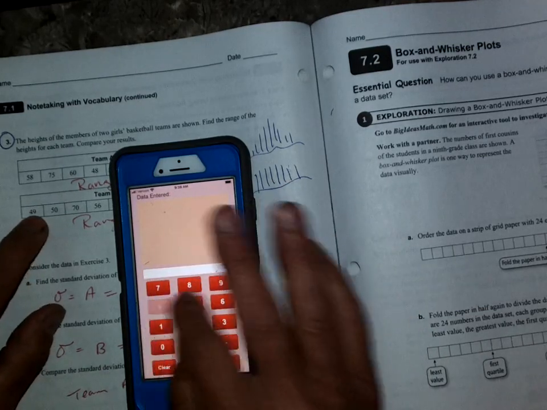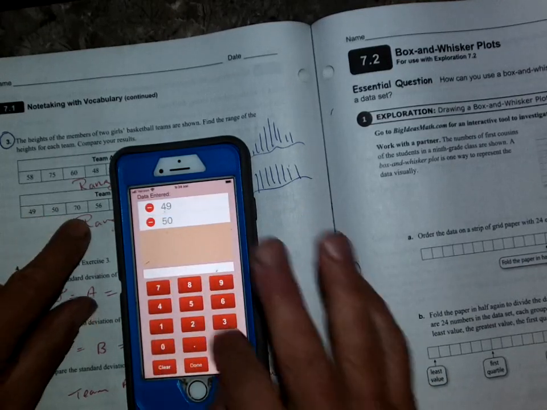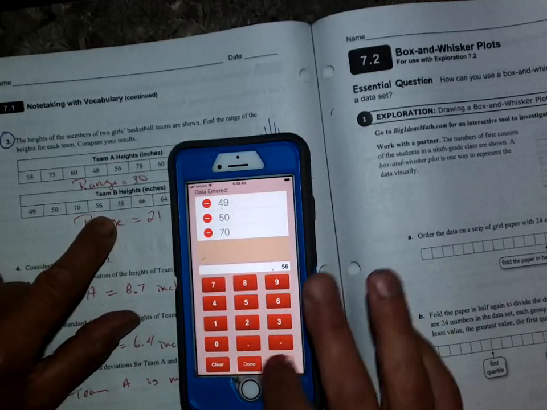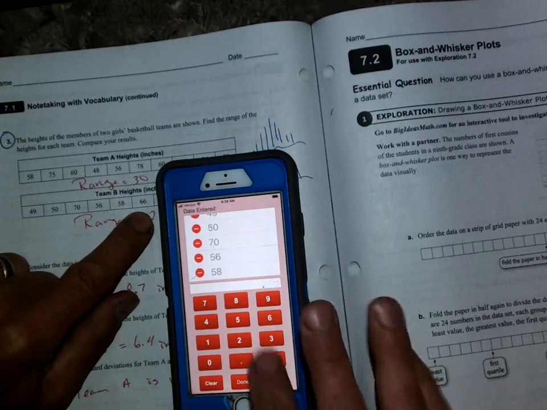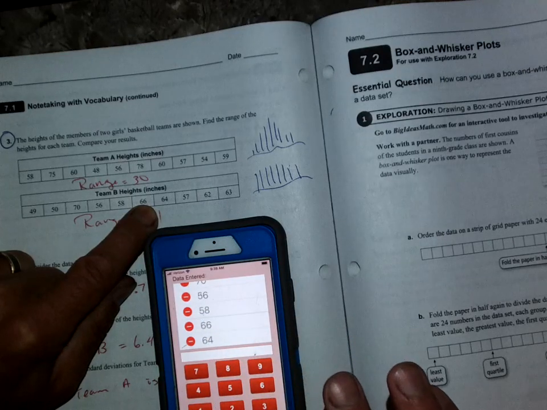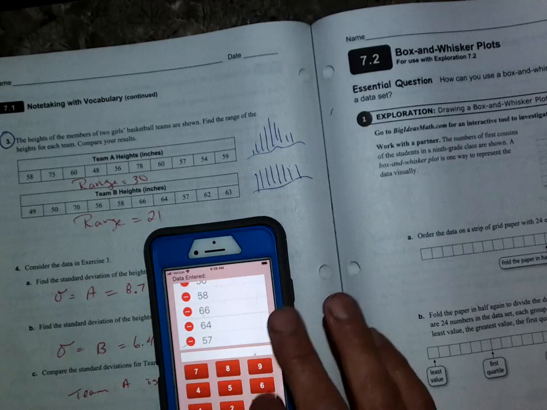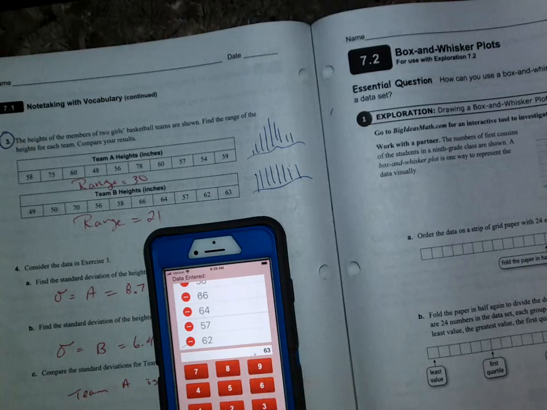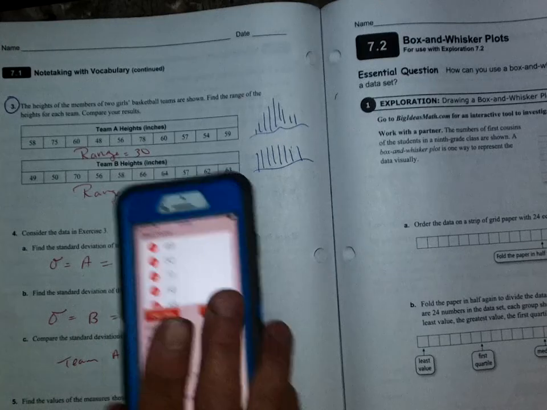Enter data, and I can just start putting in my numbers. So for instance, I go 49, next. 50, next. 70, next. 56, next. 58, next. 66, next. I like this app. It's easy to use. 64, next. 57, next. 62, next. And 63. And then done. And then what I should get is, there it is.